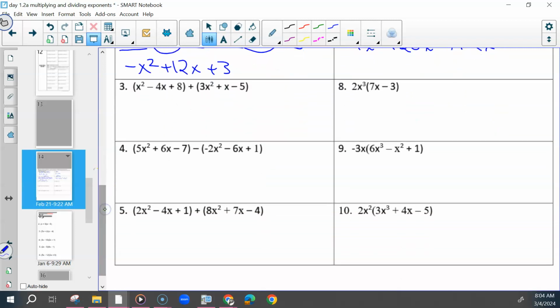Alright, let's do another, and then if you guys want to see any others, we'll do that. So for number 8, same thing. 2x cubed times 7x. That's 14x to the 4th. And then the last term, minus 6x to the 3rd. Questions on that? Do you want to see 9 or 10? Or both?